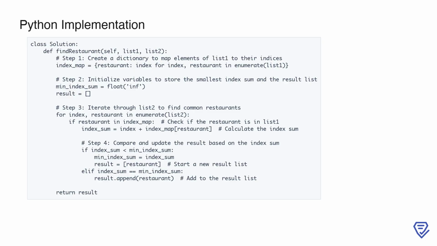4. Updating results, depending on the calculated index_sum. If it is smaller than the current min_index_sum, the function updates min_index_sum and resets the result list to contain only this restaurant. If it matches the current min_index_sum, the restaurant is added to the result list. 5. Return statement. After iterating through list 2, the function returns the result list, which contains all restaurants with the smallest index sum.